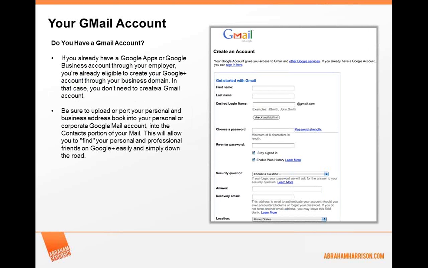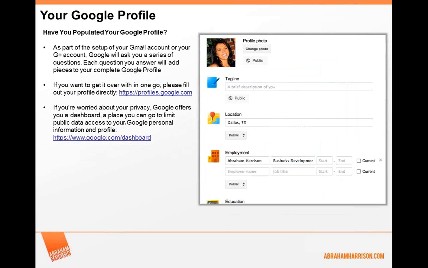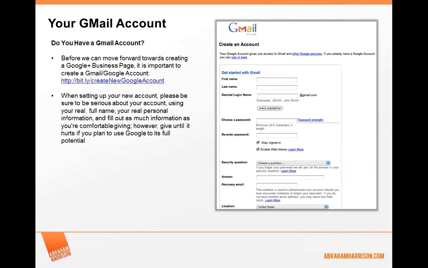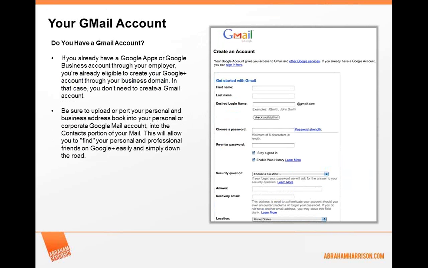Do you have a Gmail account? Please fill all of that information out. Have you populated your Google profile? The more information that you create, the better. You need to try to add as much as you can. Like I said before, if you already have a Google Apps business account, that's great. You can use that, or you can use your regular account. But you need to fully populate it with images, your personal address book, and your business address book.